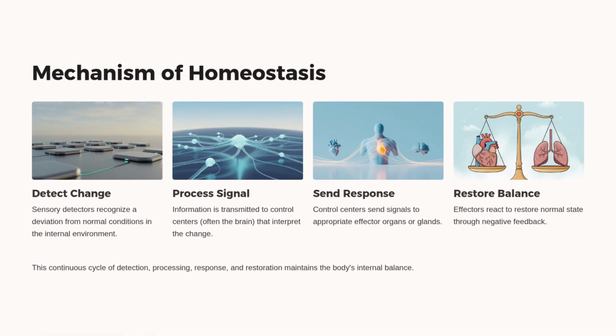Mechanism of homeostasis. Detect change. Sensory detectors recognize a deviation from normal conditions in the internal environment. Process signal. Information is transmitted to control centers, often the brain, that interpret the change. Send response. Control centers send signals to appropriate effector organs or glands. Restore balance. Effectors react to restore normal state through negative feedback.